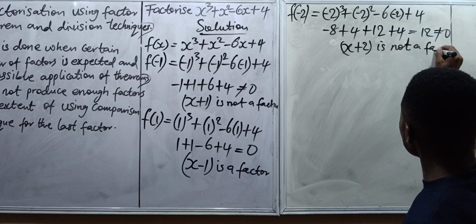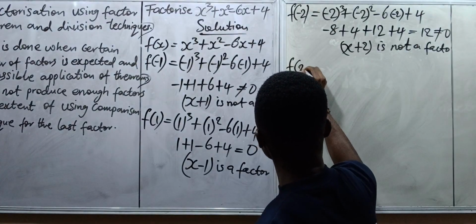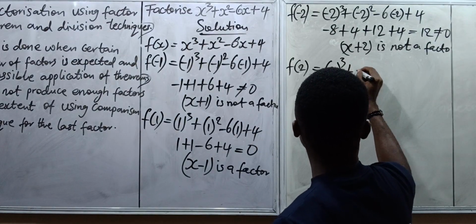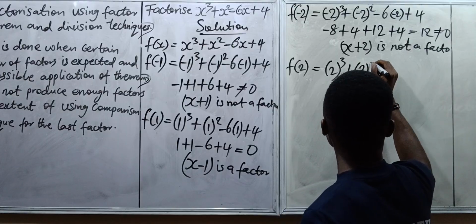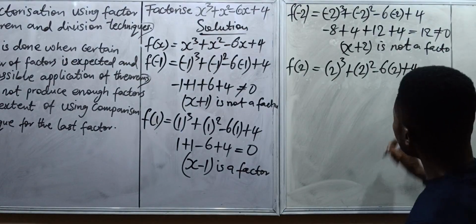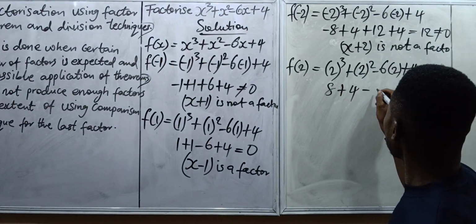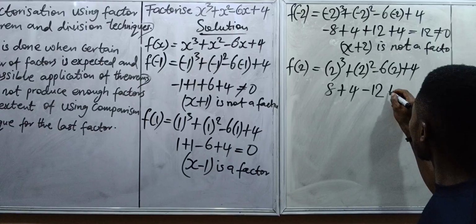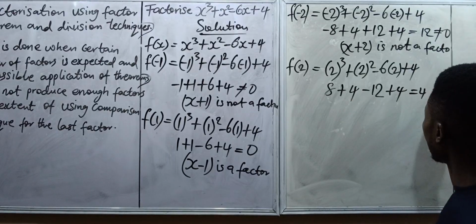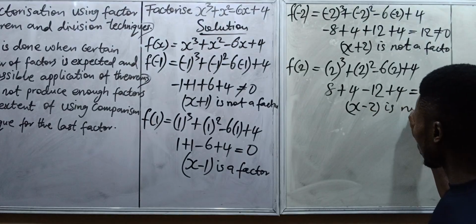a factor. Now we continue. Now let's substitute f of 2. f of 2 will give us 2 cubed plus 2 squared minus 6 times 2 plus 4. This is 8 plus 4 minus 12 plus 4. Now, 8 plus 4 is 12 already. Now, 12 minus 12 is 0. Plus 4 will give us 4, which is not equal to 0. So, x minus 2 is not a factor.